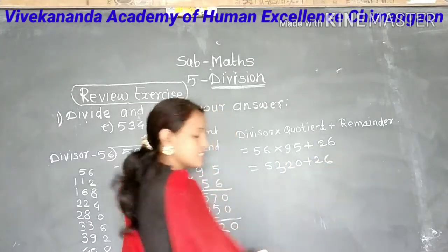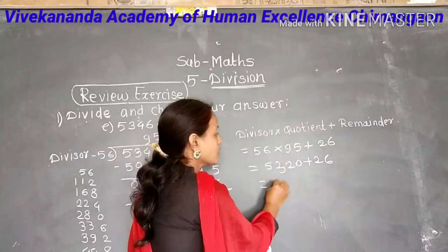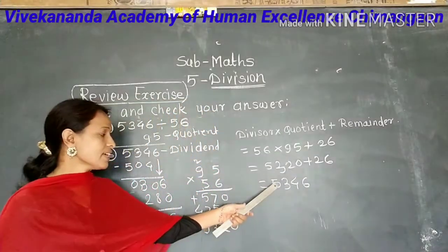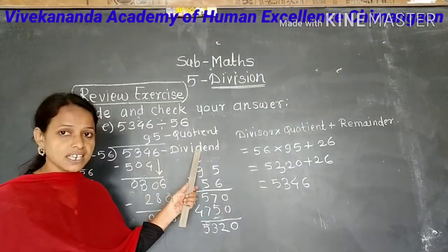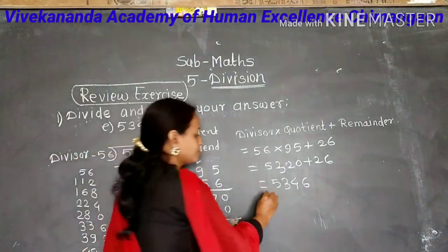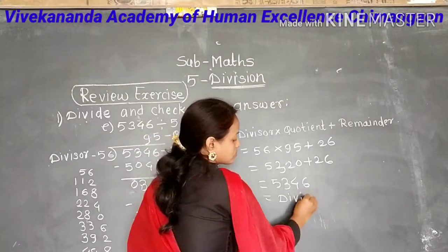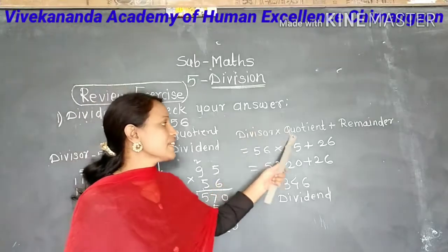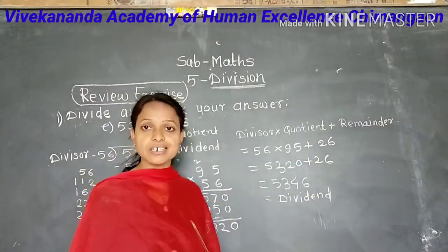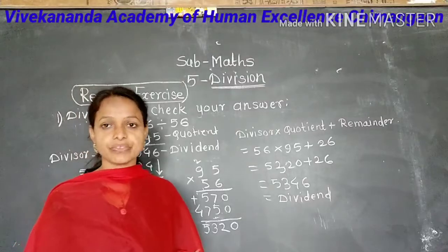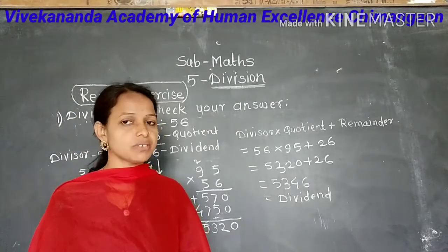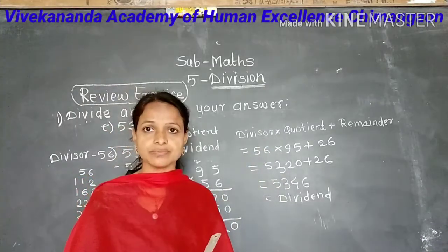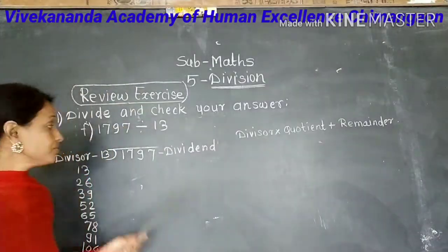We add 26. So we get the sum 5346. And 5346 is our dividend. In this way, we check here divisor into quotient plus remainder is equal to dividend. So our answer is correct. Quotient and remainder of this division example is correct. We have checked by division algorithm. Okay. Next example.